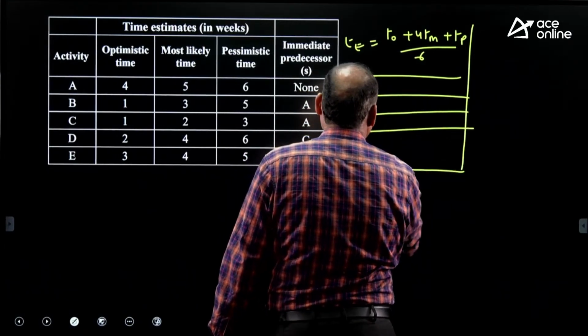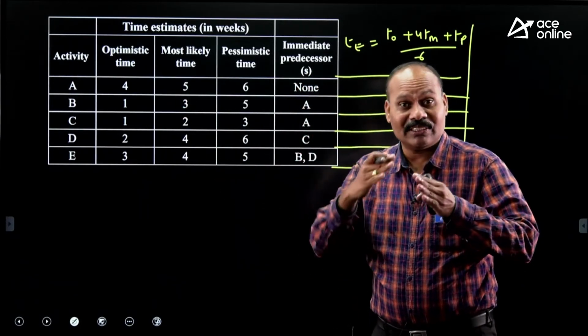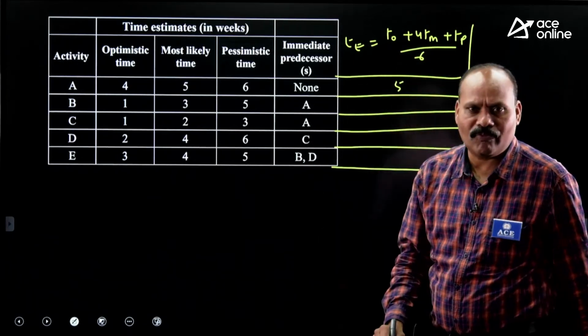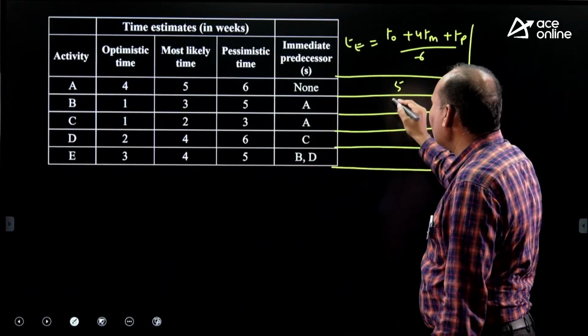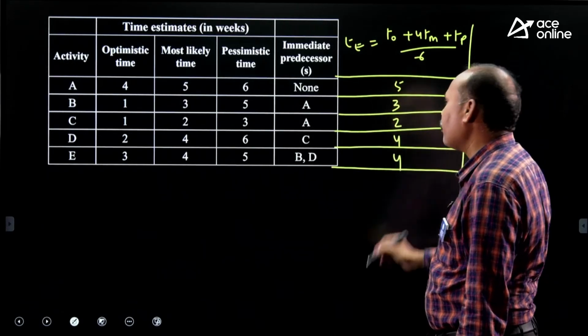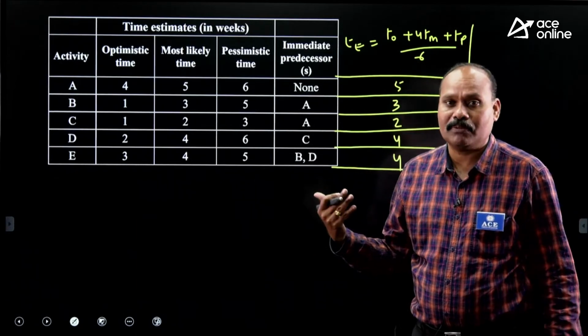If the values are in arithmetic series, like 4, 5, 6, symmetric, directly I can take 5. Even if you use the formula, you will get the same. 1, 3, 5, you will get 3. 1, 2, 3, you get 2. 2, 4, 6, you get 4. Since the 3 values are in arithmetic series, directly you can take the middle one.